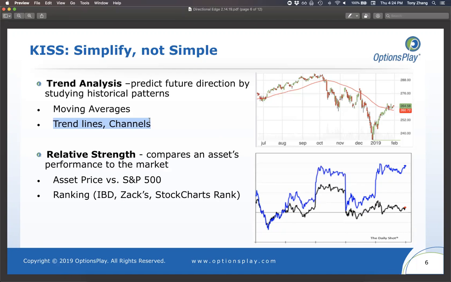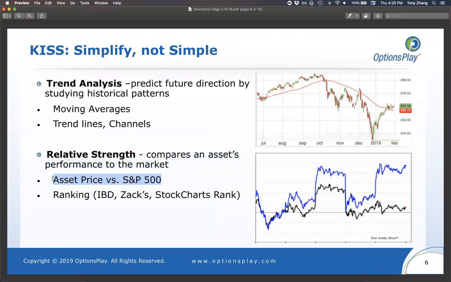The second form of analysis is what we call relative strength. This is where you compare the asset's performance to the overall market. That gives you an idea as far as whether a stock or an asset is outperforming or underperforming the market. There are many ways to do this, and a simple way is to compare the asset price to a benchmark of the market, such as the S&P 500.